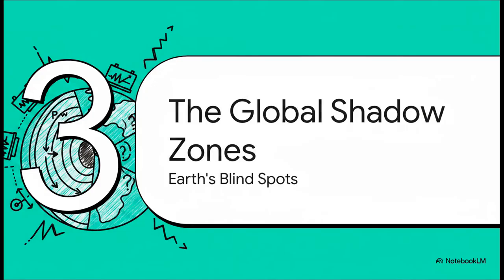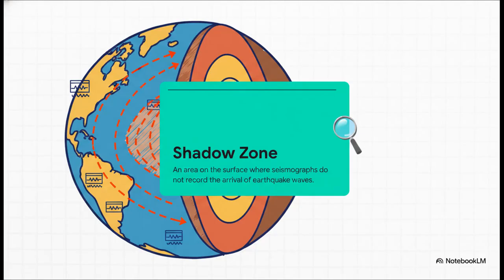Moving right along to Section 3, the global shadow zones, Earth's massive blind spots. So, we know waves bend, and we know S waves get stopped cold by liquids. But what exactly happens up on the surface when the Earth's interior blocks or redirects these waves? To understand this, we need to quickly define a highly specific geological term. A shadow zone is a specific area on the Earth's surface where seismographs do not record the arrival of earthquake waves at all.